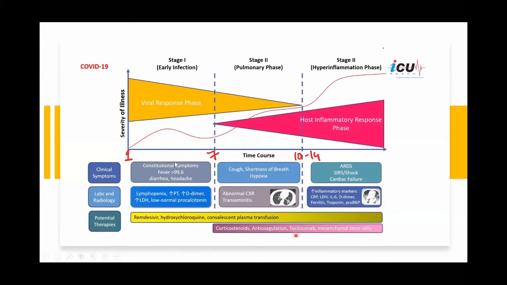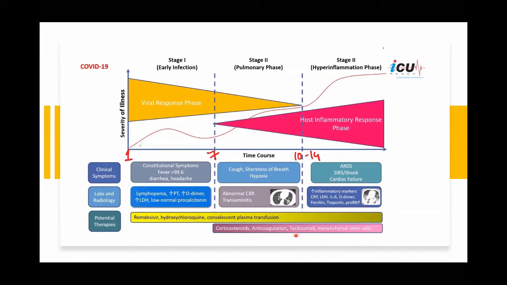Here we develop the constitutional symptoms like cough, cold, fever, and you can have diarrhea, headache, and other symptoms. These are usually the mild symptoms. Many people come to our OPDs in this phase with cough, cold, fever, diarrhea, or something like that. If you get them investigated, you will find lymphopenia, that is, the lymphocytes are less and the neutrophil count is more. And if you do their LDH, D-dimer, prothrombin, they may be elevated.